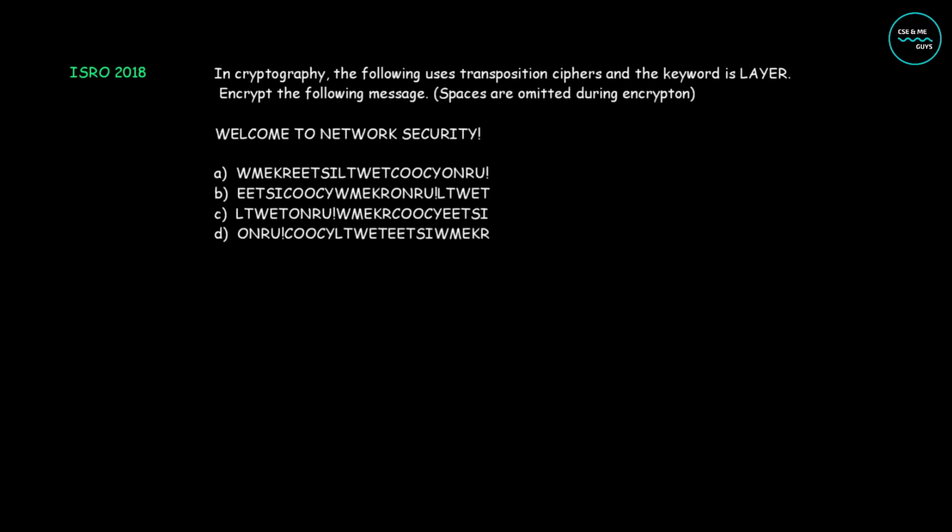The question says, in cryptography, the following uses a transposition cipher and the keyword is LAYER. Encrypt the following message: "Welcome to network security". We have to encrypt it. So let's first look at what a transposition cipher is.